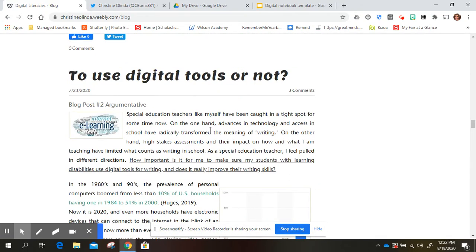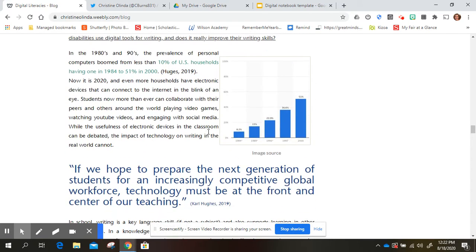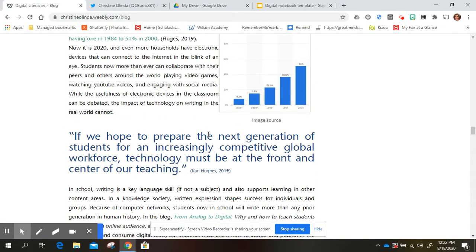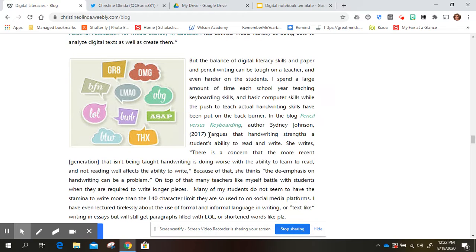In my second blog, I argue for the use of digital tools. In a quote by Carl Hughes, I learned that if we hope to prepare the next generation of students for an increasingly competitive global workforce, technology must be at the front and center of our teaching. And really, isn't that our goal, to have students that can get jobs when they leave school? In my research, I found a blog titled Pencil versus Keyboarding, and you can click on the link here if you want to read it.